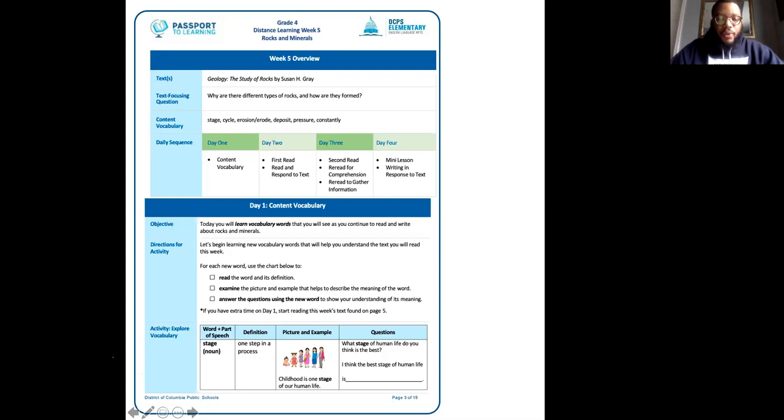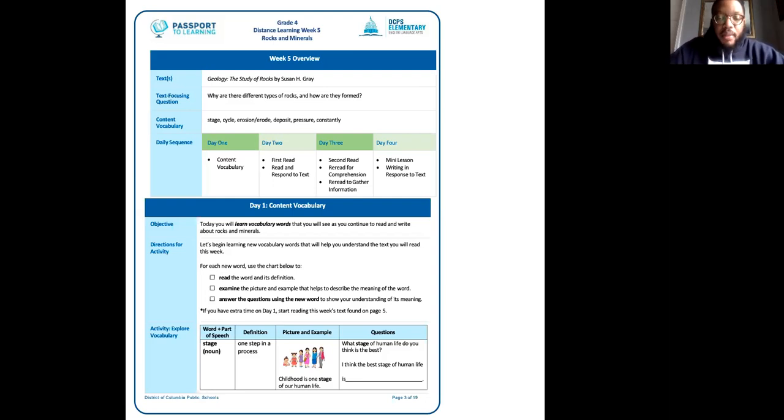All right, if you look at the bottom of our screen, the bottom of your packet on page 3, the first word that you see there is stage. Now, I know you're probably thinking, oh, like the stage where you perform. Not quite. All right, the definition of stage as it relates to rocks and minerals is actually a step in a process. So a stage is one step in a process.